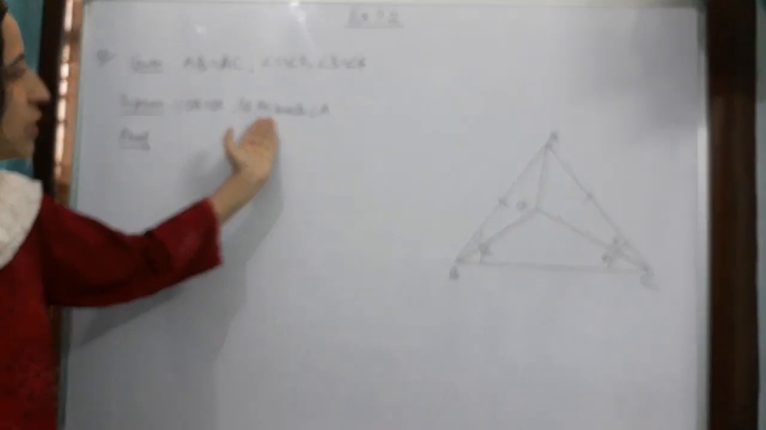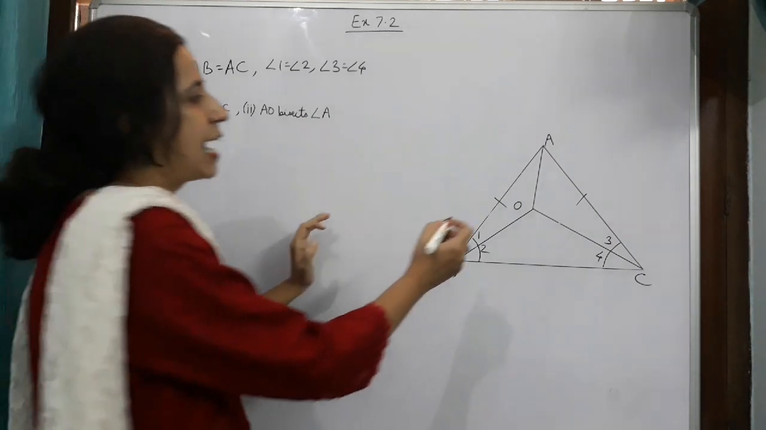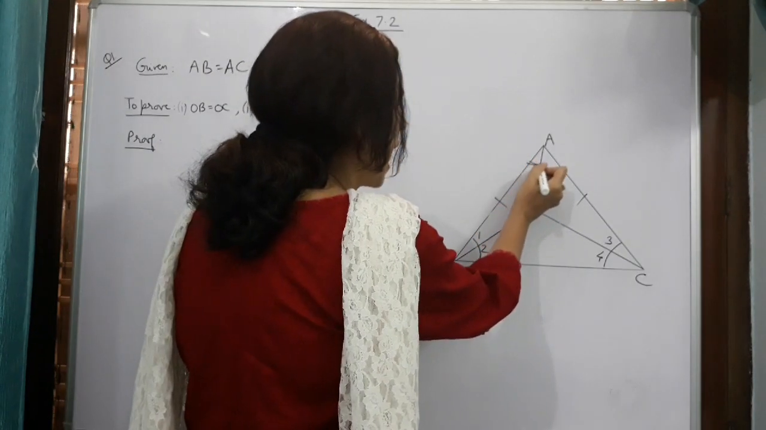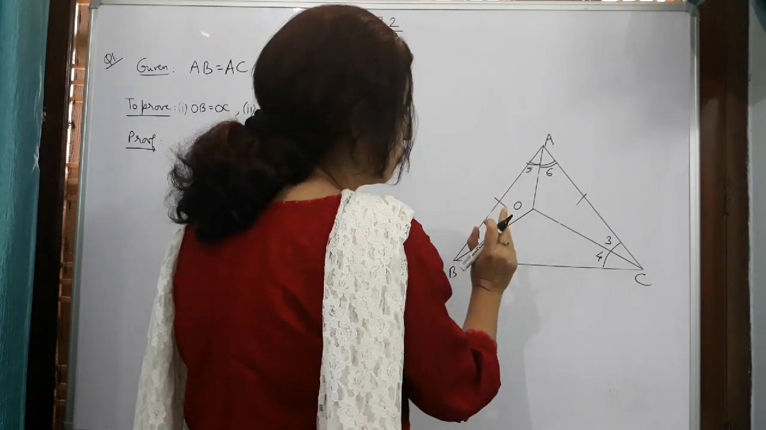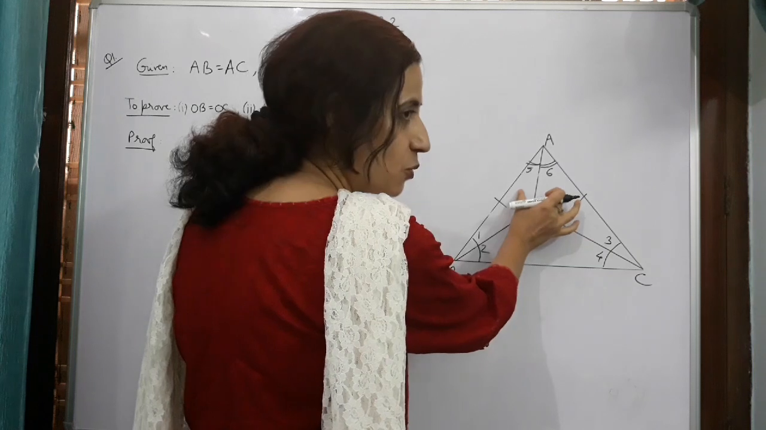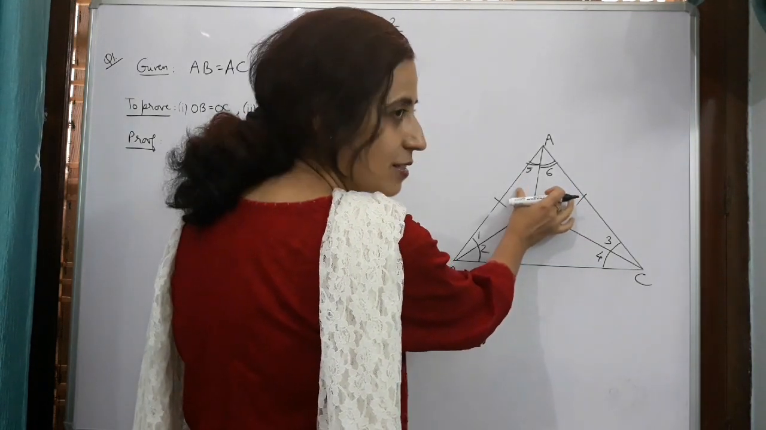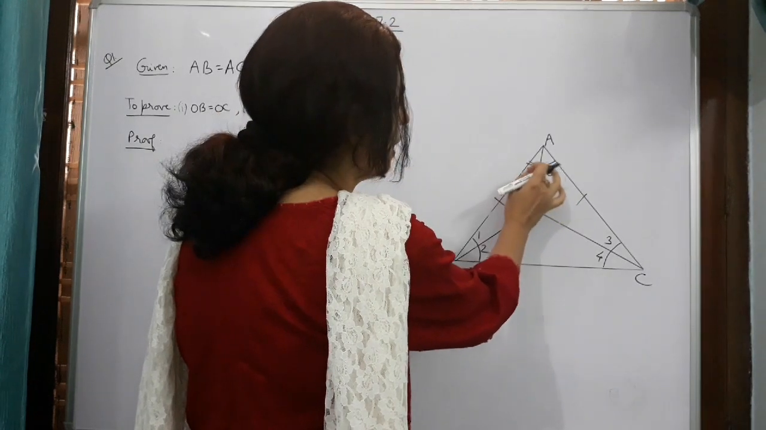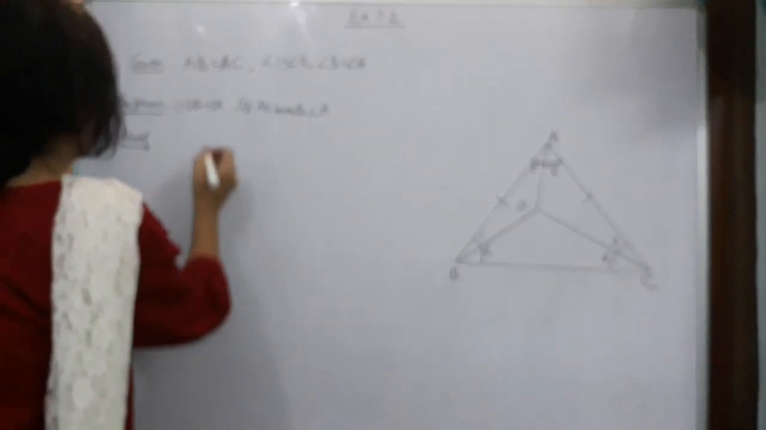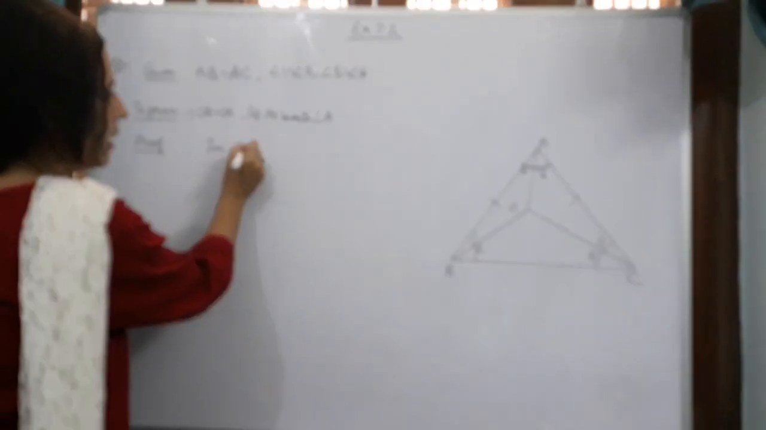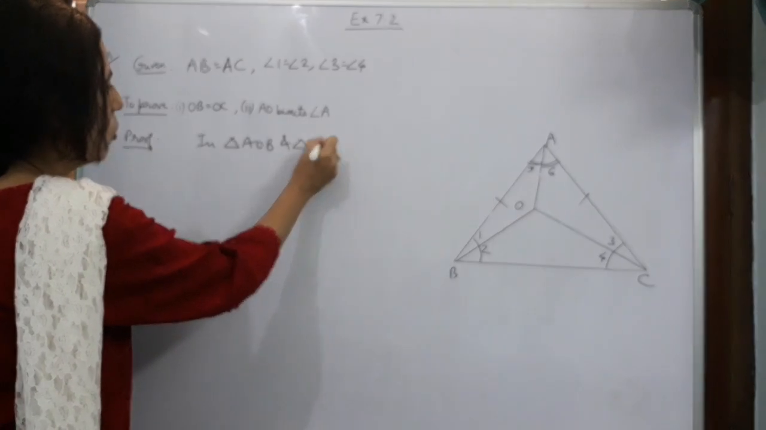Now we have to prove the second part. AO bisects angle A. That is, this angle, angle 5, is equal to angle 6. This is what we have to prove. So we will take these two triangles and try to prove them congruent, and if these two triangles are congruent, then by CPCT we will obtain that angle 5 is equal to angle 6. So we take triangle AOB and triangle AOC.